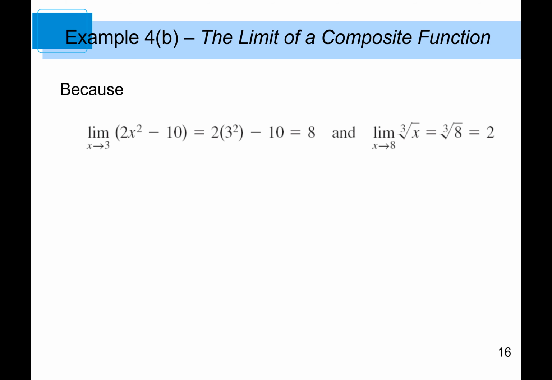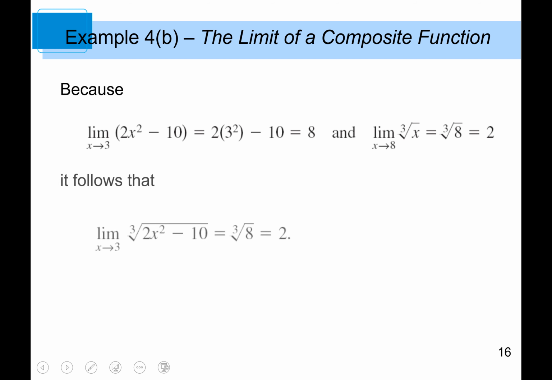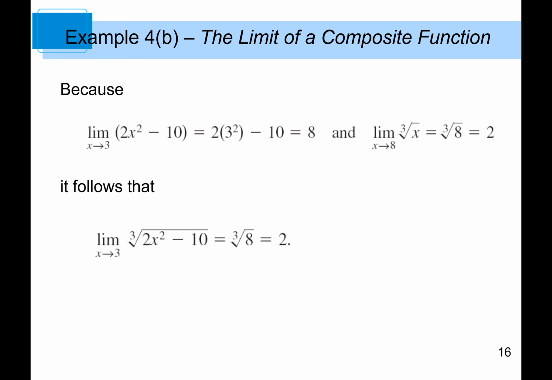So similarly, this is another example of composite functions. The limit of 2x squared minus 10 as x approaches 3, using direct substitution, replace x with 3. So it becomes 2 times 3 squared minus 10, which is 8. And the limit as x approaches 8 of the cubic root of x becomes the cubic root of 8, which is 2. So now the limit as x approaches 3 of the cubic root of 2x squared minus 10, since this inside part is equal to 8, we have the cubic root of 8, which gives 2.